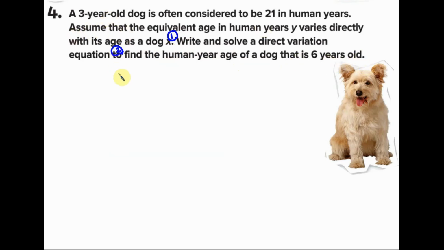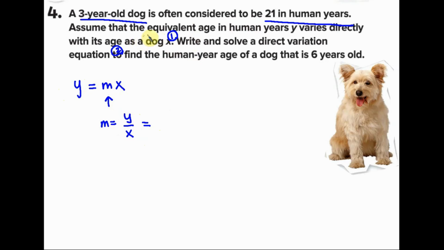So let's look at the first information that's given to you. The first information is if there is a 3-year-old dog, that is equal to 21 in human years. If I want to find a direct variation, that is Y equals mx form. This m can be found by looking at the numbers Y over X, where in this case, I need to again find which one is representing the Y, which one is representing the X.